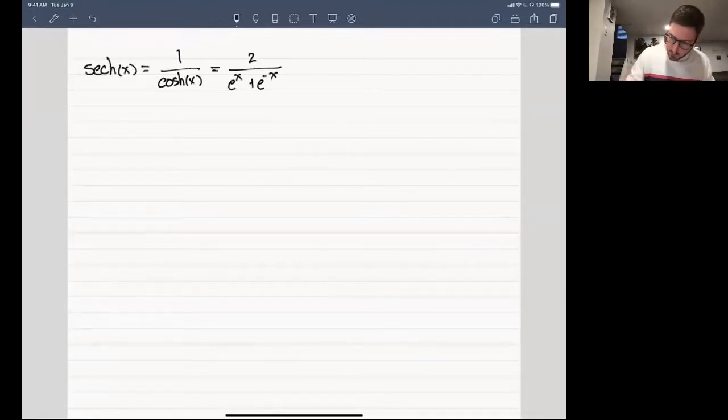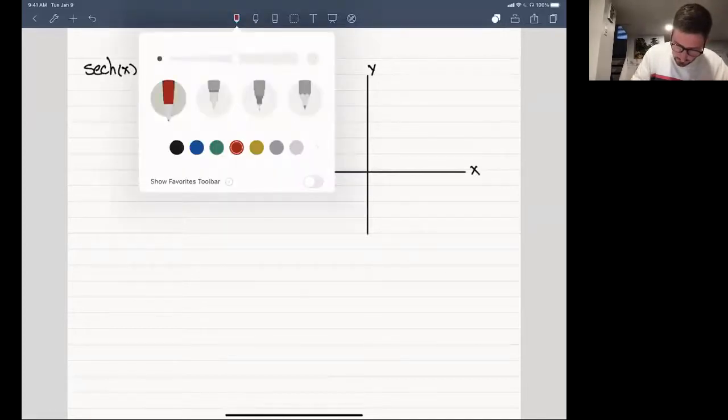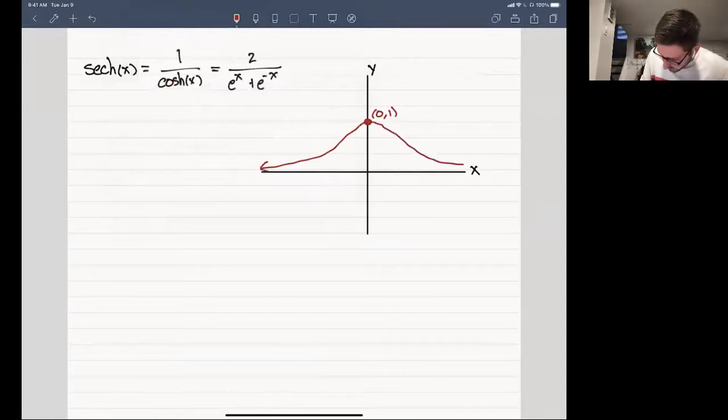And in this case, what you can find is that your function approaches 0 as x goes to plus or minus infinity. And in fact, it just has a little tiny bump at +1 when x is equal to 0. So there might be this point on the graph, (0, 1), and everything else, it kind of looks like a little bell curve function. So this would be y is equal to sech of x.